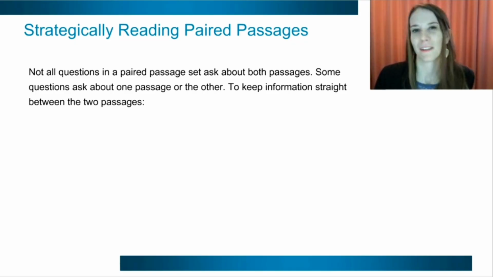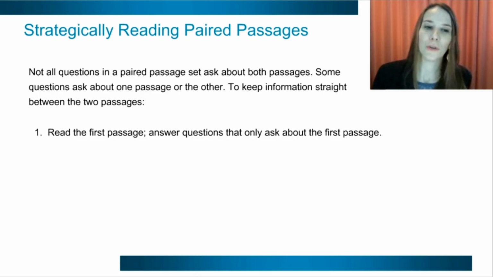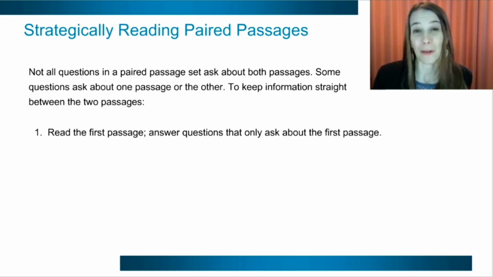Now, not all questions of the paired passage set are going to ask about both passages. Like I said, you're going to get questions that just ask about one passage or the other. So to keep these straight between two passages, here is your strategic reading paired passage strategy. Read the first passage, and then answer questions that are just about the first passage. In fact, that's just what we did. We read a passage about one author's opinion on mercury fillings, and then we answered questions that were just about that first passage.